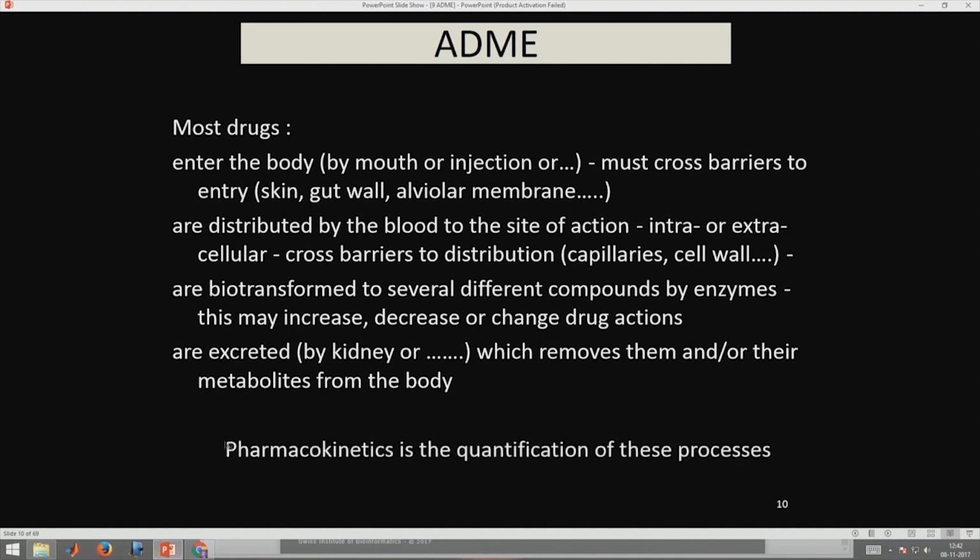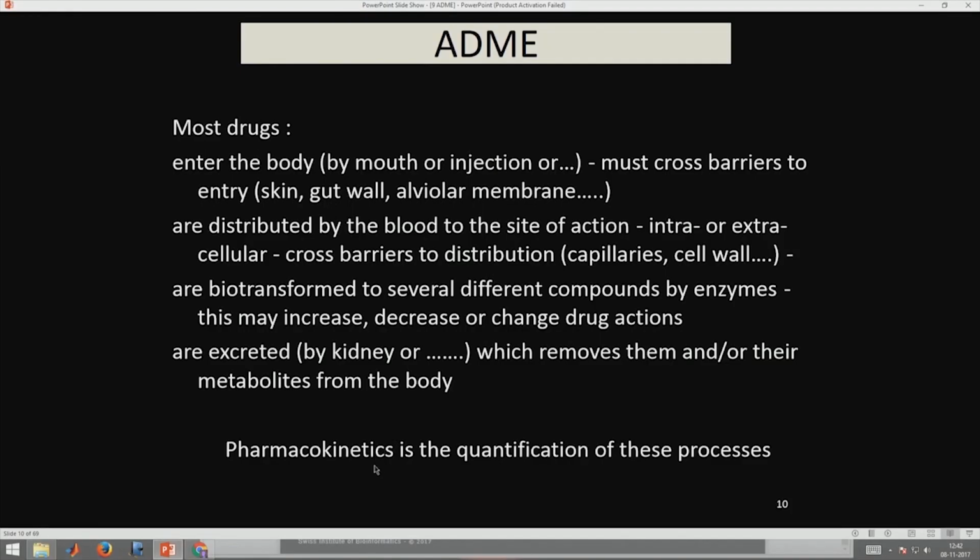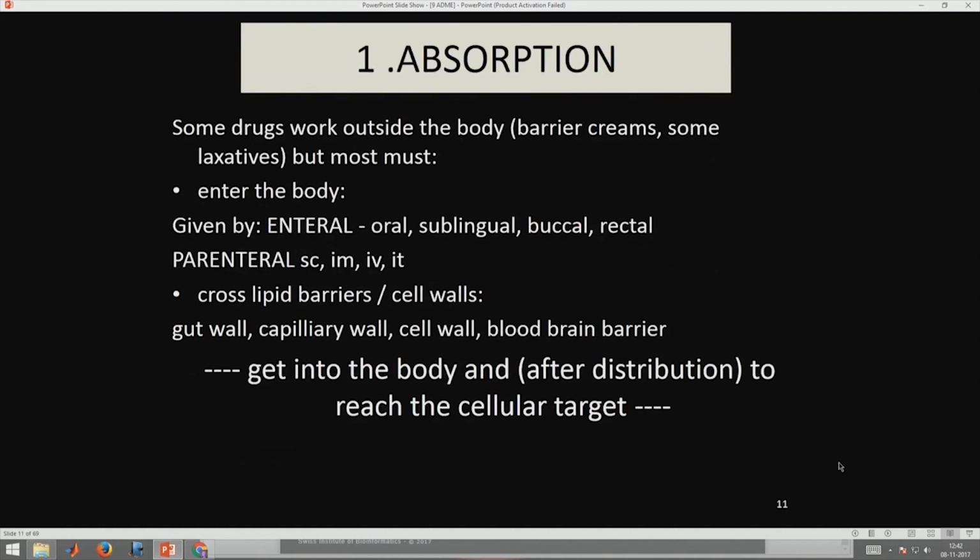So pharmacokinetics is quantification of the whole thing. What the body does to the drug is called pharmacokinetics, and what the drug does to the body is called pharmacodynamics. So one is called pharmacokinetics and one is called pharmacodynamics. Let us look at each one of them a little bit.